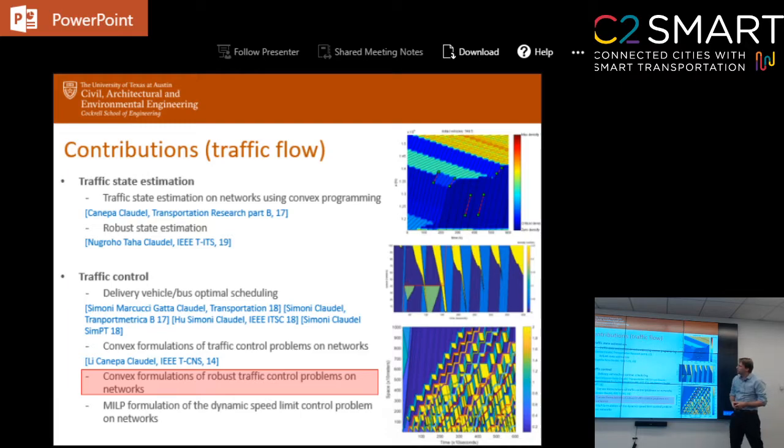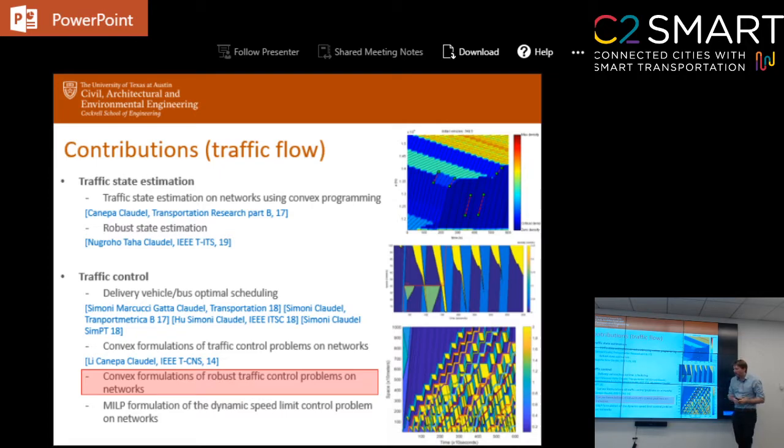And we have worked also on traffic state estimation and control. So traffic state estimation on networks, and robust estimation, this is something that we have just started recently, so how to use other types of methods to estimate the state, taking into account the model uncertainty. So the first work was on exact formulations of the network state estimation problem, but again, not taking into account the model parameter uncertainty.